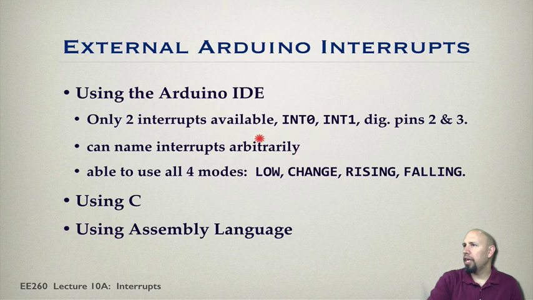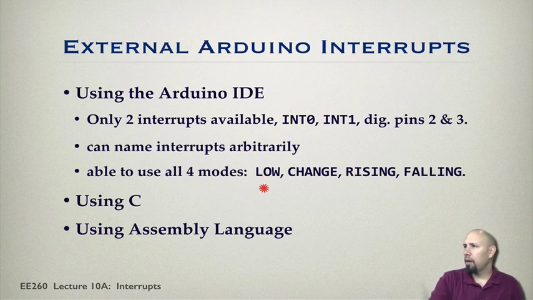You can name the interrupts arbitrarily, whatever name you want, and you're able to use all 4 possible modes of interrupts: low, change, rising, and falling. What these mean is that, for example, if you have a signal with a rising edge, that rising edge can be used to trigger an interrupt. Likewise, a falling edge could be used to trigger an interrupt. Finally, a change: if there's either a rising or a falling edge, that will trigger an interrupt.